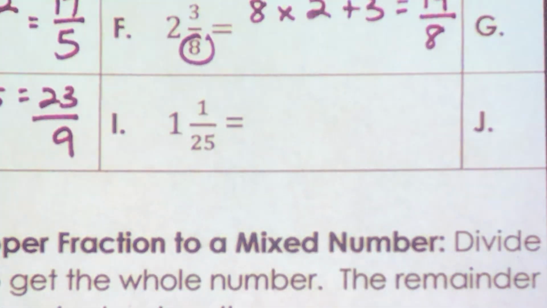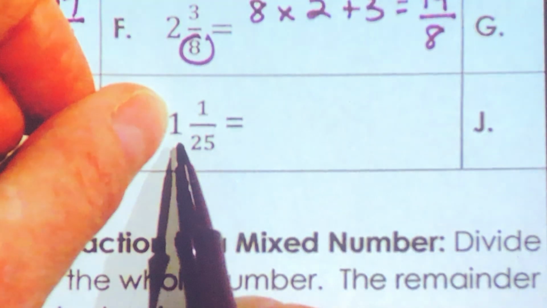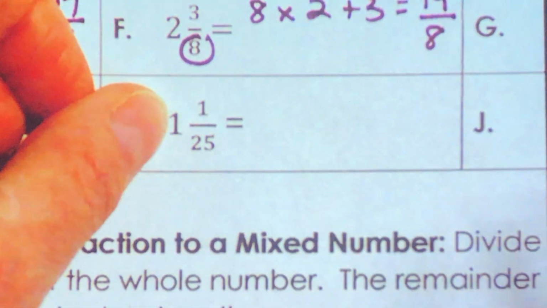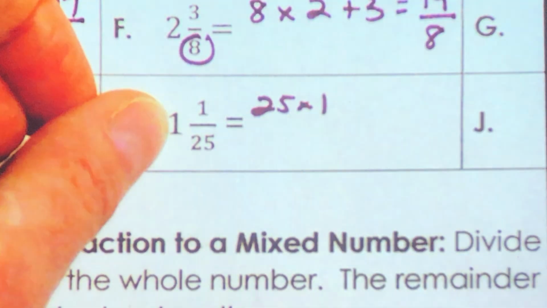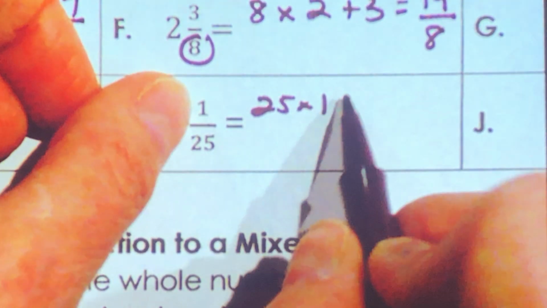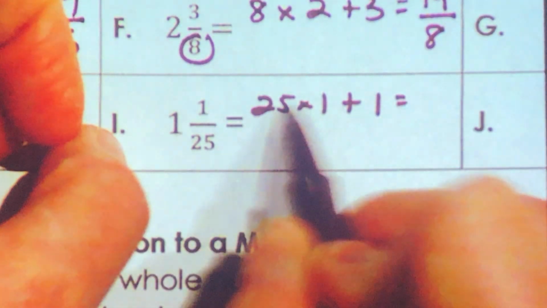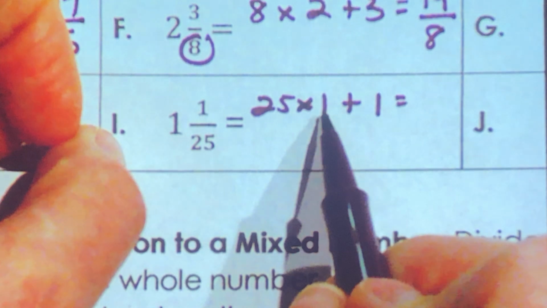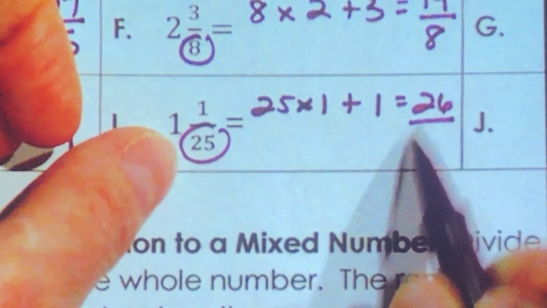Next, 1 1/25. This one means I'd have 25 over 25, right? One whole would mean all 25 pieces were shaded. So I'd have 25 one time, 25 times 1, plus I'd have this extra 1 in the other shape that wasn't shaded all the way. So that would mean that 25 times 1 is 25, plus 1 is 26 pieces would be shaded, and each whole amount is still cut up into 25.